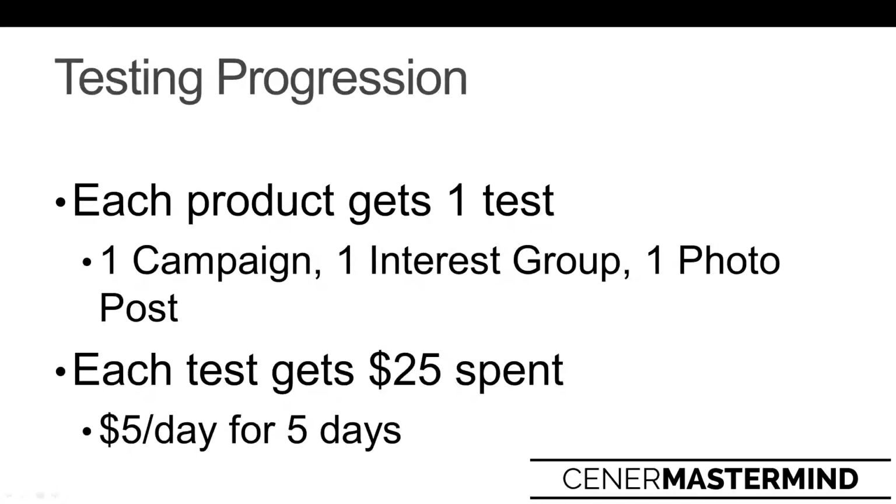So testing progression. Here's another progression. I think I've already covered this in the third class. Each product gets one test. I think a big misconception here is that the more tests you give a product, the better it's going to perform, and that's not the case. Every product does not deserve multiple tests. Every product only deserves one test.